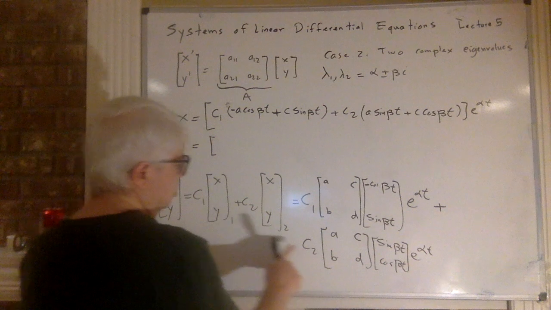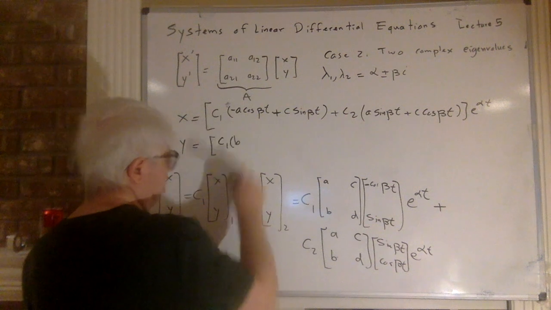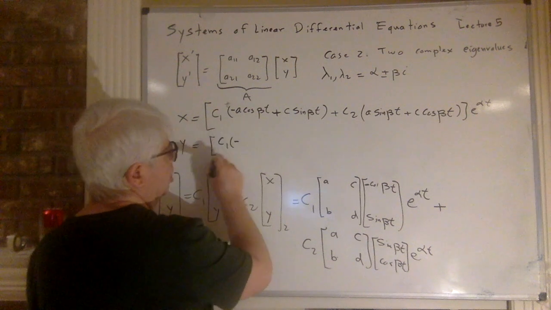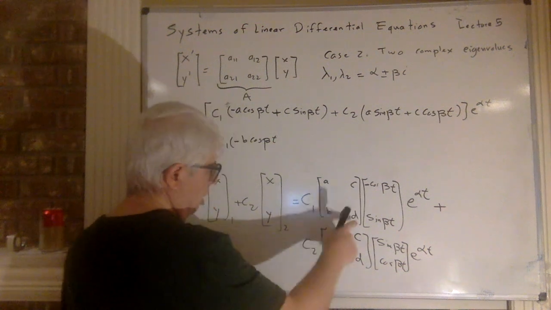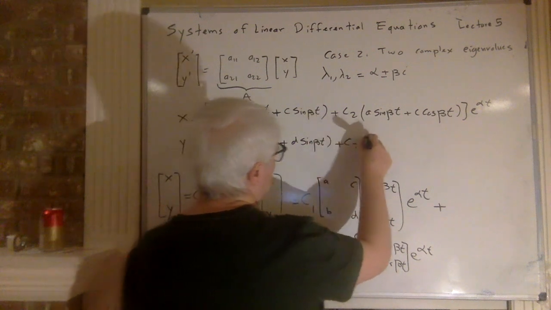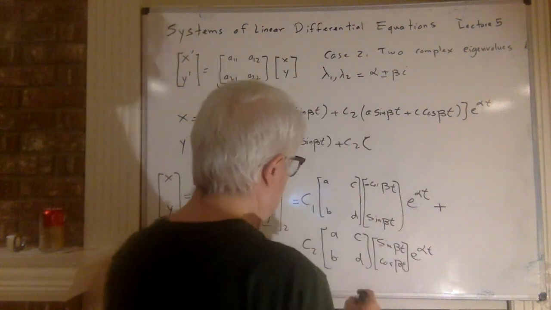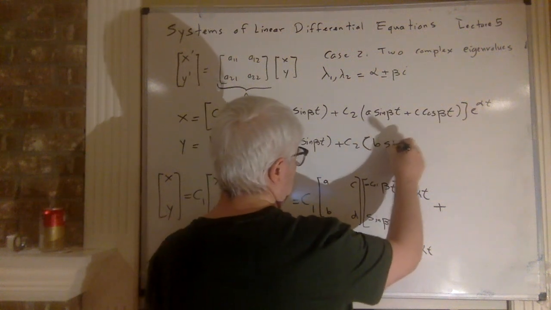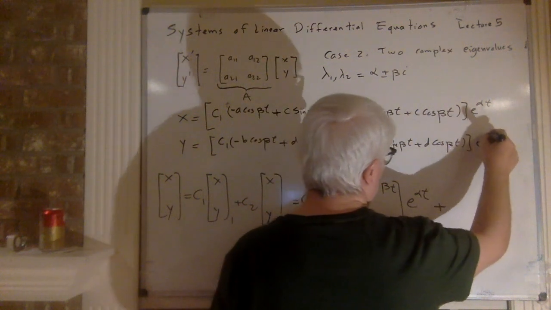And y will be the second row. It is C1 times minus B cosine beta t plus D sine beta t, plus C2 times B sine beta t plus D cosine beta t, all times e to the power of alpha t.